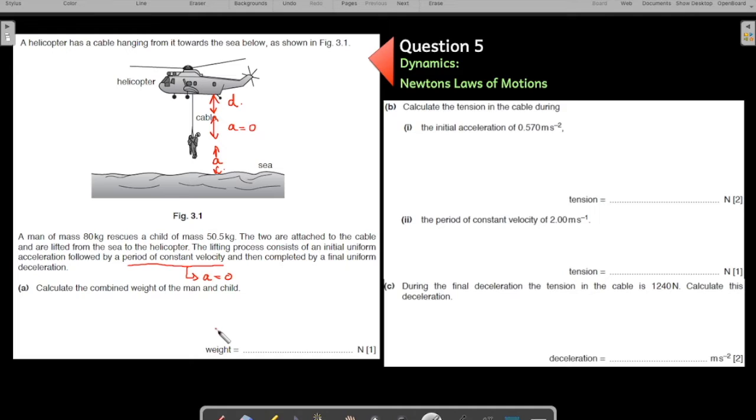Let us understand what the question is asking us to do. Part a: calculate the combined weight of the man and the child. Easy question, and also it's a 1 mark question. So what is the formula for the weight? Weight is mg. So what is the combined mass first? Let us find it out. 80 plus 50.5 is the combined mass, times g, which is times 9.81. Now you'll have to use your calculator. Take out your calculators and work it out.